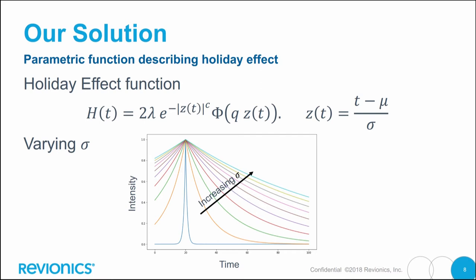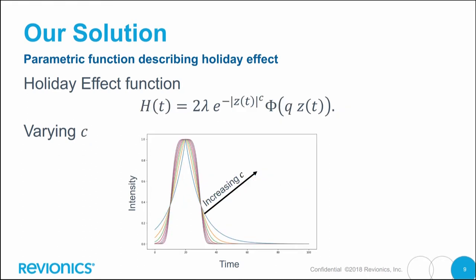Then we have sigma, which is the width. A small sigma just means a very short holiday effect. It goes up, goes right down. And a wide one is wider. Then C is the shape parameter. This is what I said: when it's 1, it's double exponential. At 2, it's Gaussian. And at more than 2, it's this kind of flat top shape, which we see sometimes.